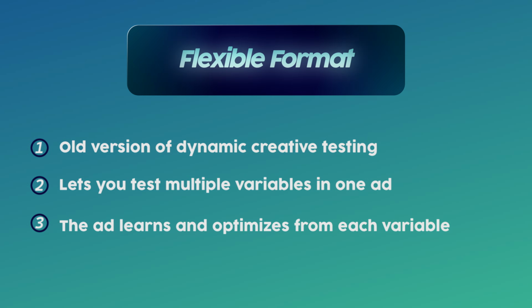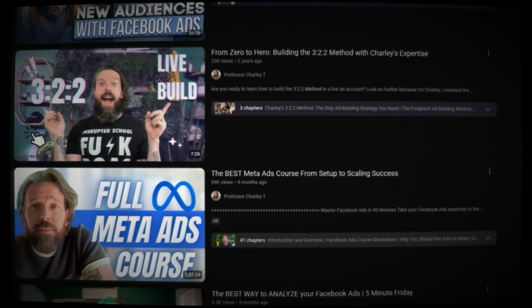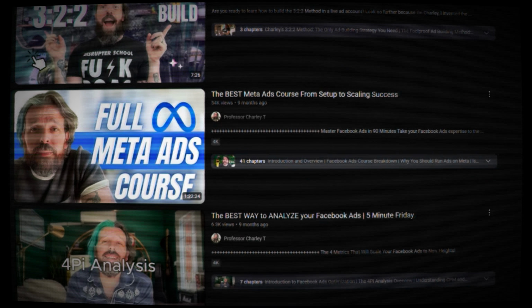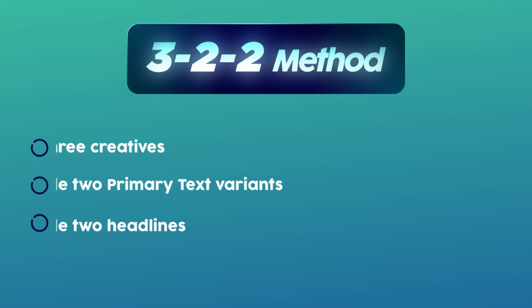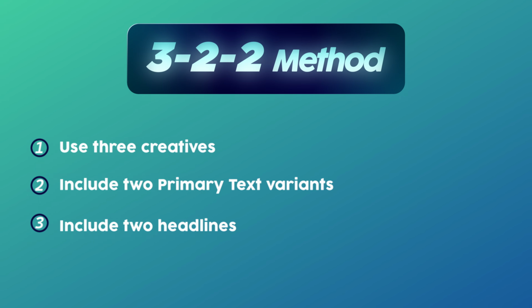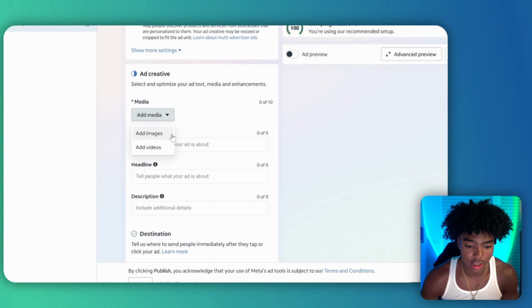And essentially we're going to be using the 3-2-2 method, which was made by my mentor, Charlie the Disruptor. You know, he talks about this a lot. He works with a lot of 8 and 9-figure brands. So essentially you upload 3 creatives, 2 primary text, and 2 headlines. And basically it'll look something like this.